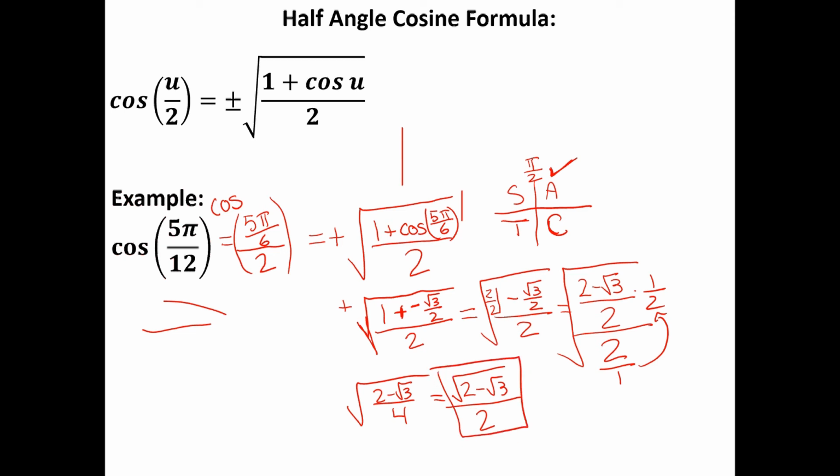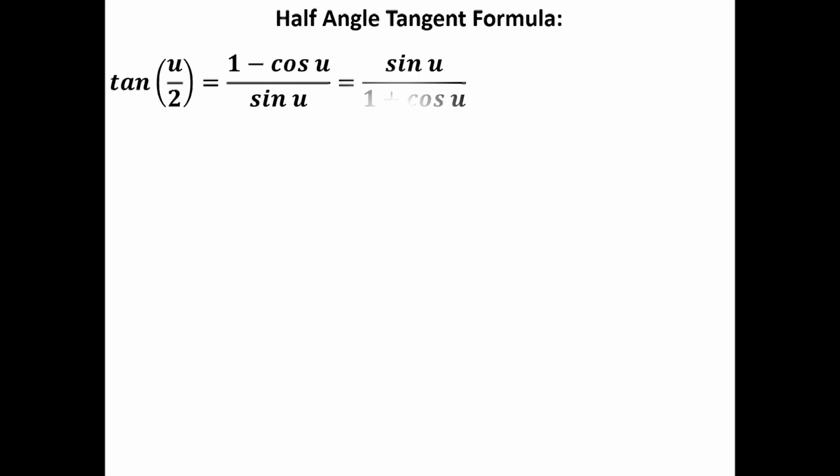Okay. Now, let's look at our last half angle formula, dealing with the tangent. This one's a bit ugly looking. The tangent of u over 2 is equal to 1 minus the cosine of u all over the sine of u. It could also be written as the sine of u all over 1 plus cosine of u. It doesn't really matter. We'll be able to simplify either way. Please note there is not a plus or minus, nor is there a radical in this case, so these answers come out a little bit nicer.